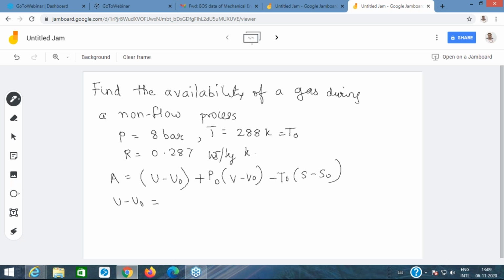How to find U minus U0? You can find U minus U0 as Cv delta T, that is Cv (T minus T0), and obviously this would be 0. Why would it be 0? Because the temperature is the same. If the temperature difference is 0, T is equal to T0. So the first term becomes 0.